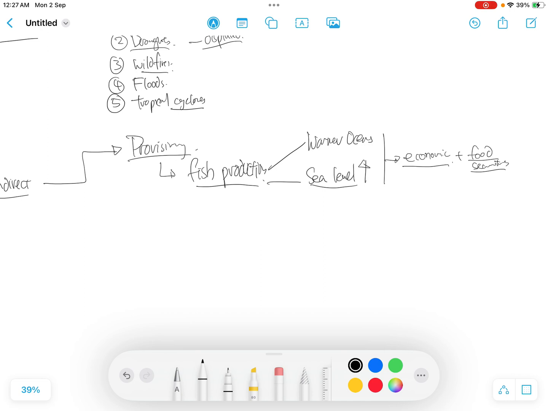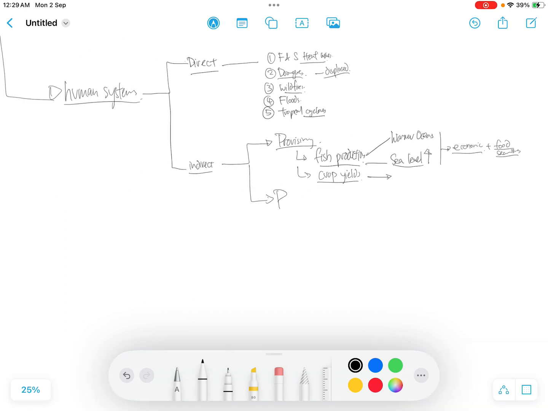Okay, next we talk about crop yields. There are more frequent extreme weather events, which make it more difficult for crops to be produced. There's a lot of destruction: the droughts, the fire, the tropical cyclones. Farms are being destroyed every year, and crop yields will decrease tremendously, right? That's for provisioning. For regulating ecosystem services, there will be an increase in vector-borne diseases.